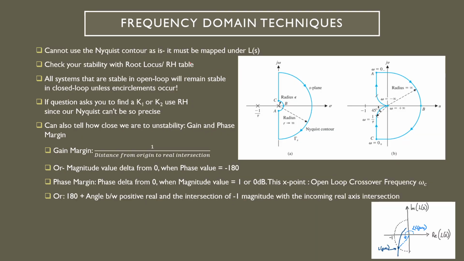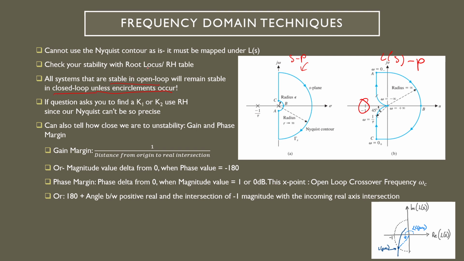A couple of things you can realize by this. First off, you can't use a Nyquist contour as is. This is an example of the Nyquist contour in the S-plane, and this is the Nyquist contour in the L(s) plane. So you can see that someone's taken every point, put it in an L(s) function, and got you this plot. In this question, you can see there is no encirclements at this point, so you're good. There's no NL. So the number of encirclements of the RHP is just PL. Importantly, if there are no encirclements, any system that is stable in the open loop will remain stable in the closed loop.